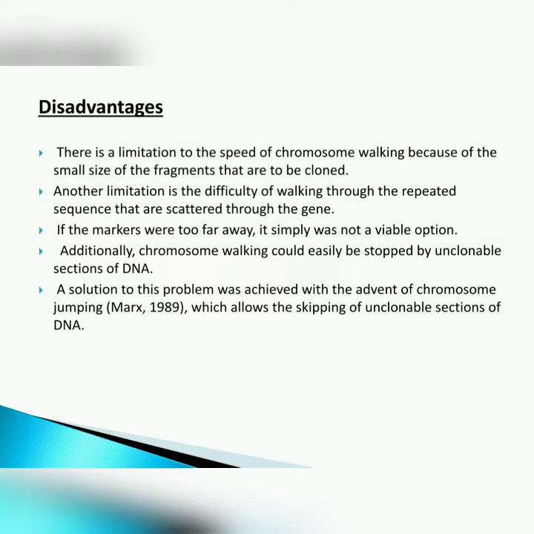Additionally, chromosome walking can easily be stopped by unclonable sections of DNA. A solution to this problem was achieved with the advent of chromosome jumping, which allows the skipping of unclonable sections of DNA. So, chromosome jumping was invented to overcome the disadvantages of chromosome walking.